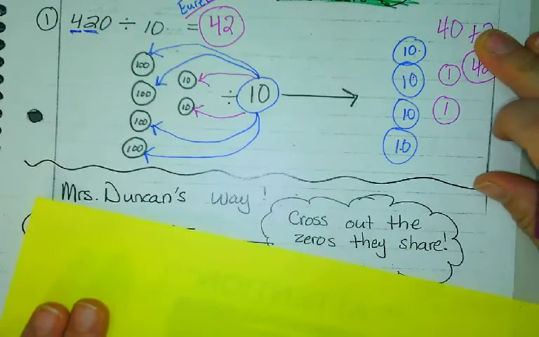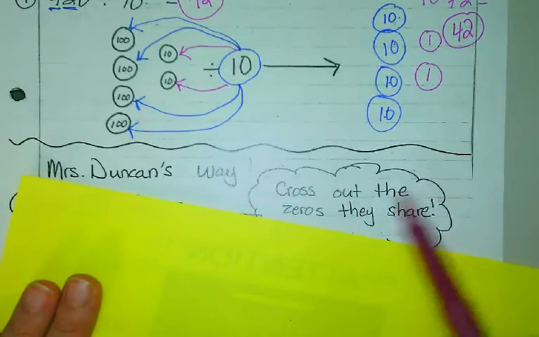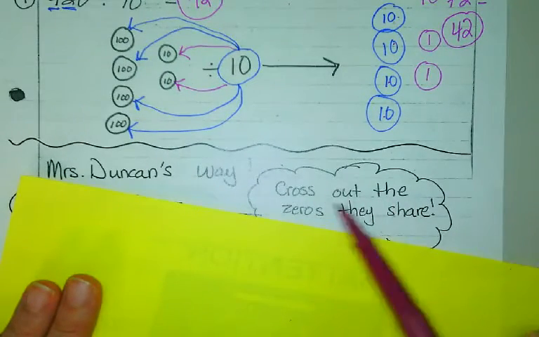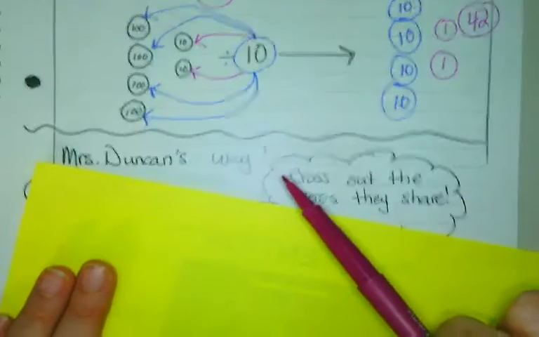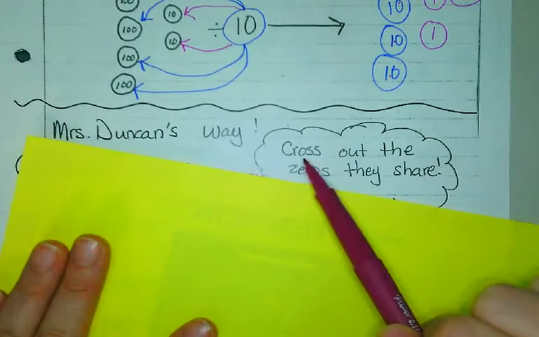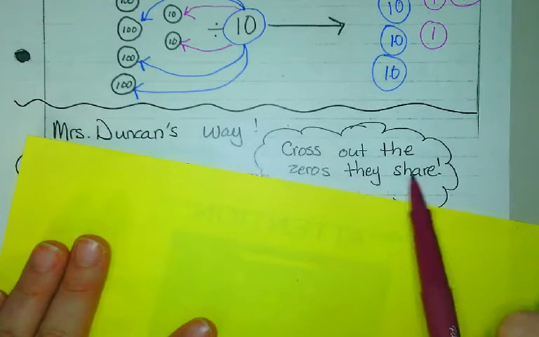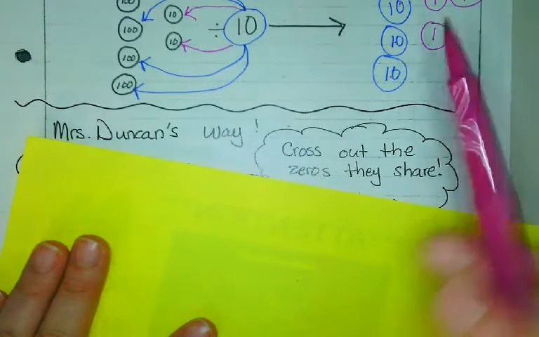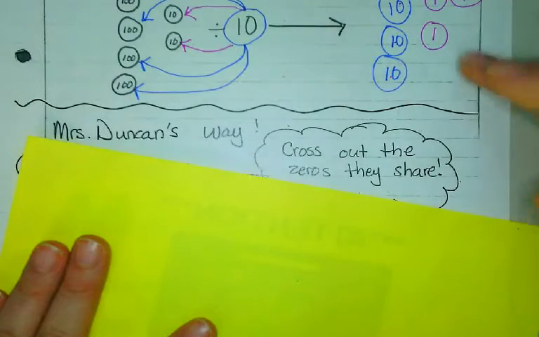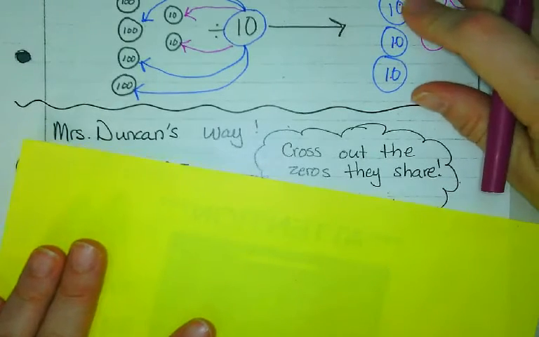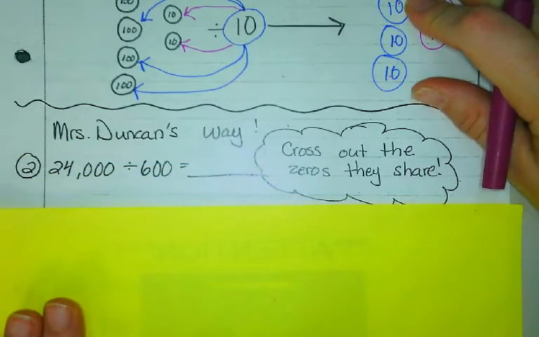I want you to write in this little bubble that I have, cross out the zeros they share. So go ahead and write down Mrs. Duncan's way, cross out the zeros they share. Go ahead and write that down for me. Again, pause it if you need to. After you do that, we're going to start looking at our first problem.